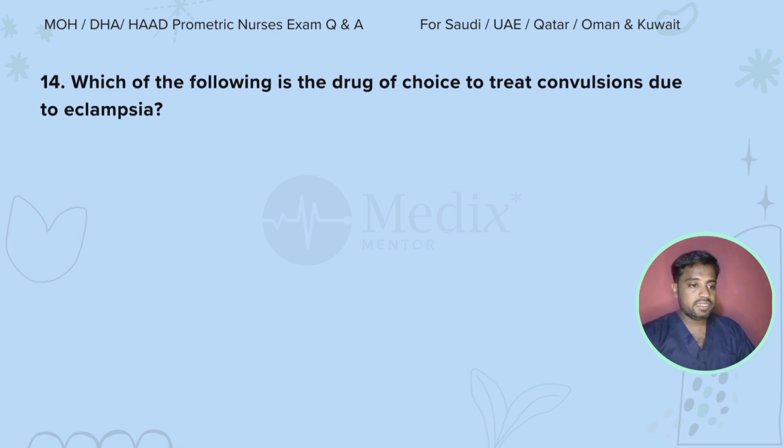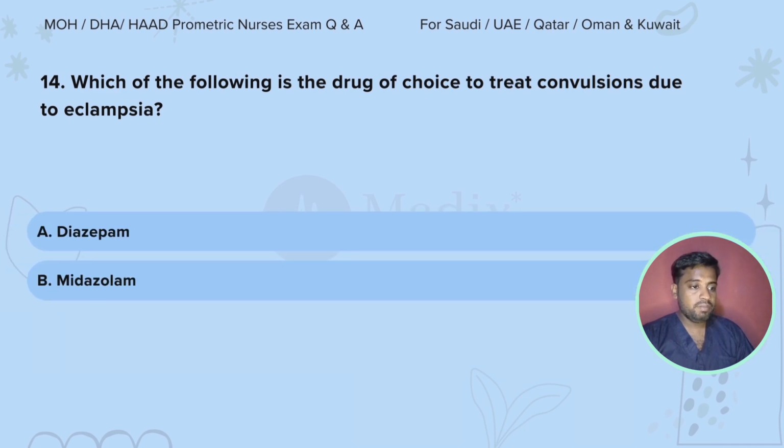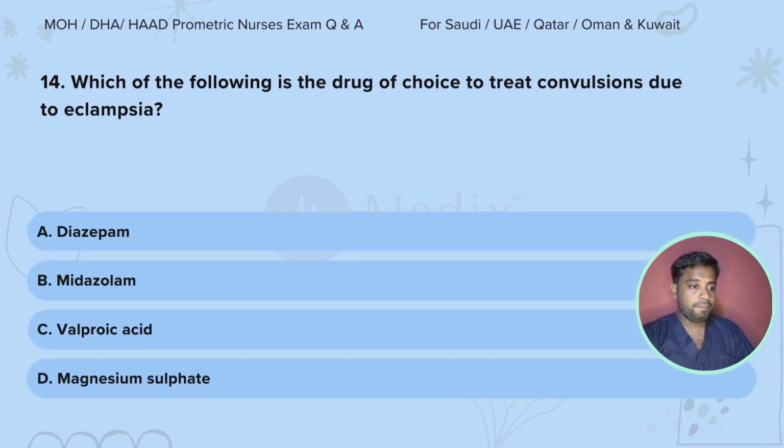Let's begin the question number 14. Which of the following is the drug of choice to treat convulsions due to eclampsia? A. Diazepam. B. Midazolam. C. Valproic acid. D. Magnesium sulfate.